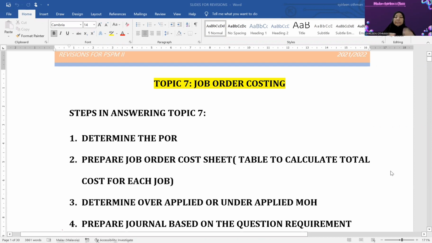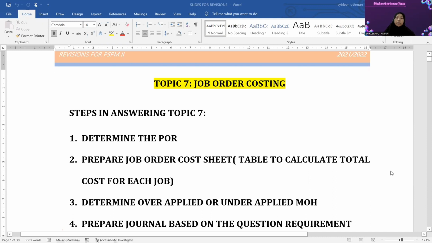So saya bagi sedikit pointers saja. This is not tips. Ini bukan spot. I am just trying to help you out, because this is what I did in class with my students. All right, so ada a few steps that you need to remember while you're answering question 1.